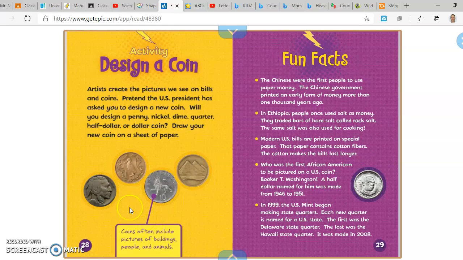This label says coins often include pictures of buildings, people, and animals. Alright, you can go ahead and do this activity, drawing a picture of what you think a coin would look like if you designed it, how you think a coin should look, and take a picture and upload it.